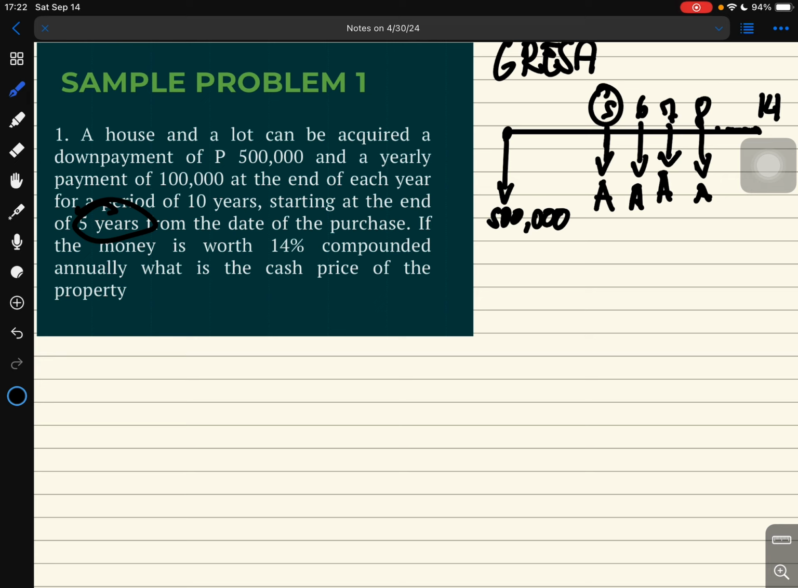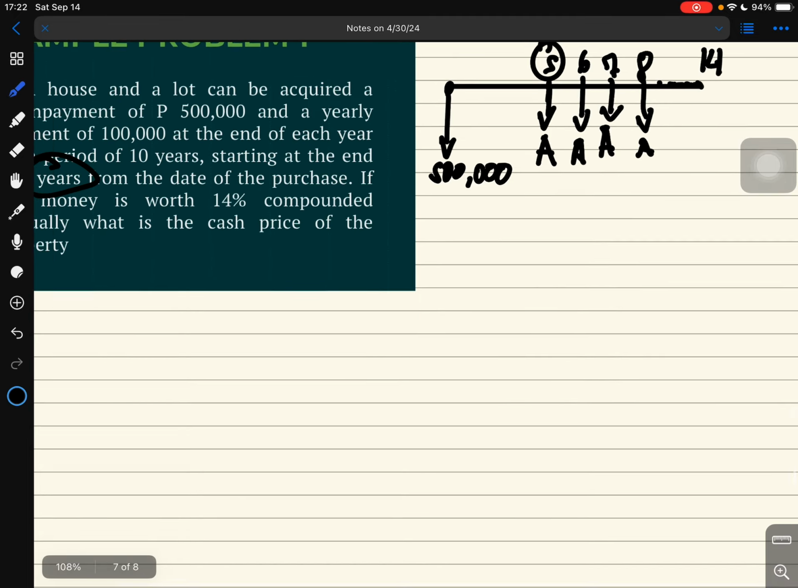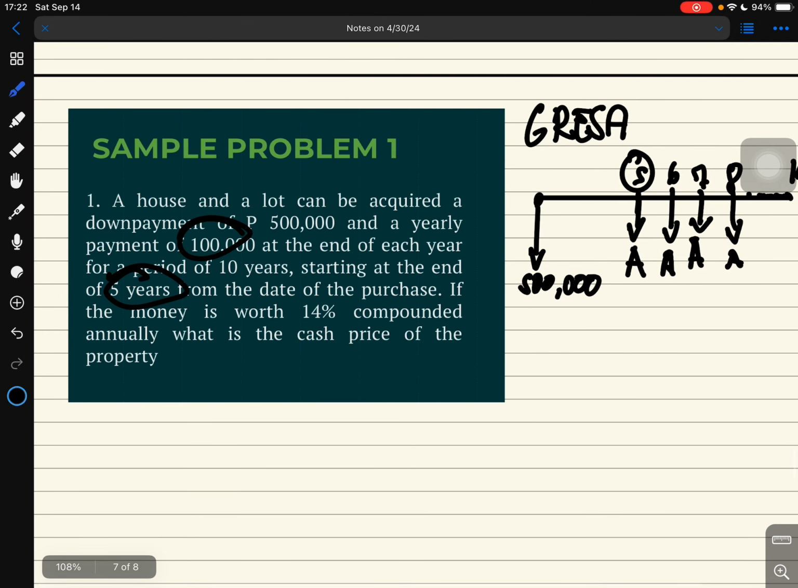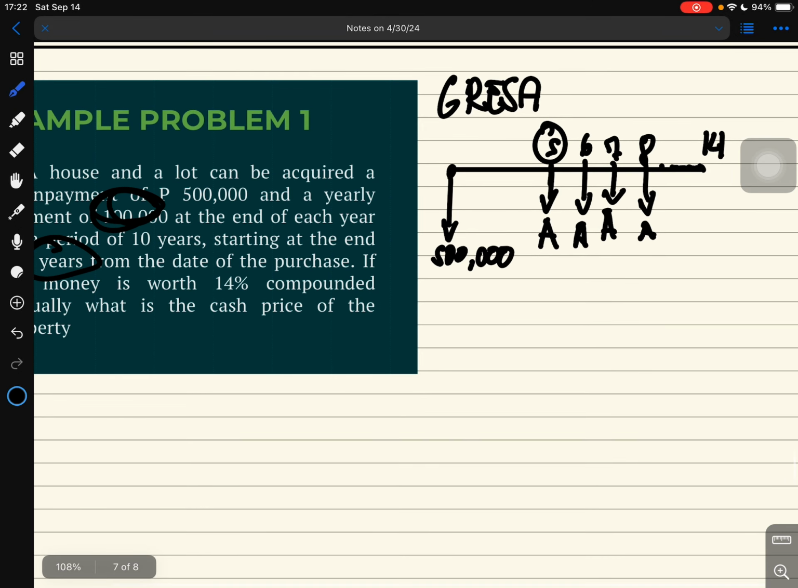Isasama sa bilang yung 5. Doon kayo mag-start ng bilang. Yun yung number 1 ninyo, yung 5. Makakalito kayo dun. So, ngayon hahanapin natin ang present worth. Ngayon pansinin natin, meron na siyang yearly payment ng 100,000. Ibig sabihin, ang binabayad mong annuity every year is 100,000.